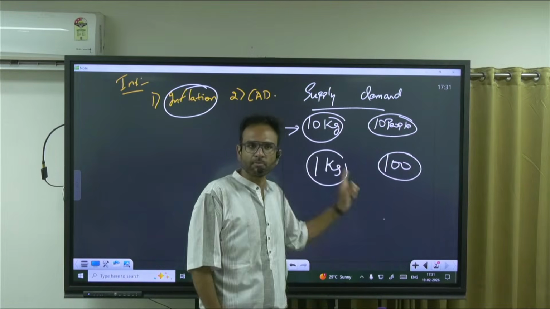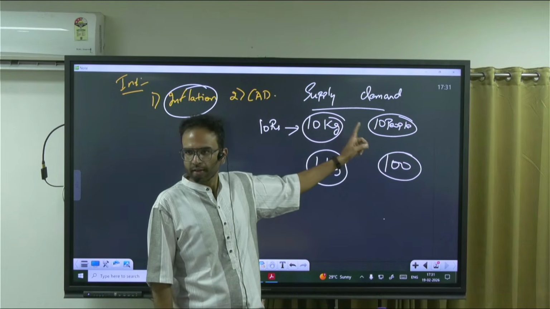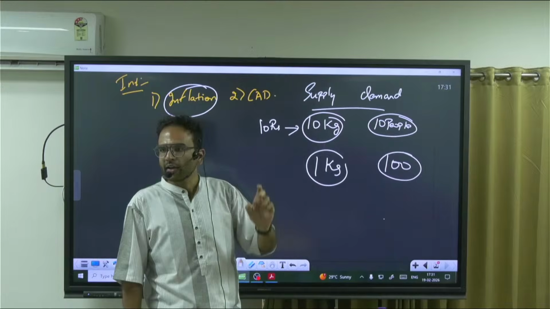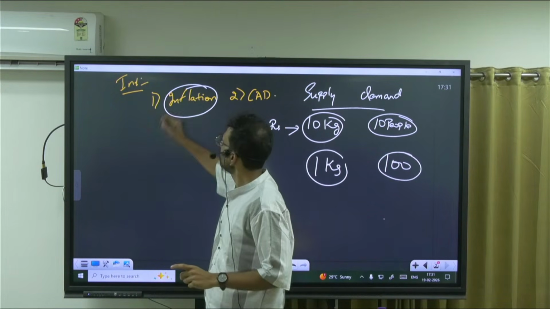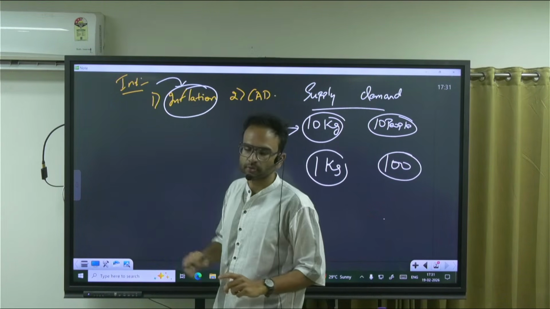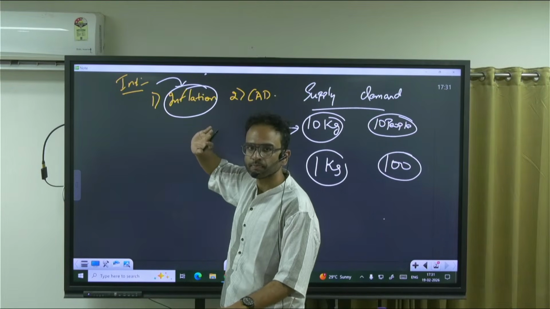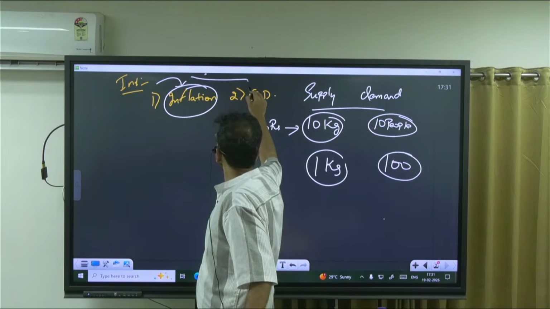Two different aspects, demand side and supply side. Clear? So, when you are talking about inflation and interest rate, sorry, interest rate is a factor of inflation. The second aspect is current account deficit.